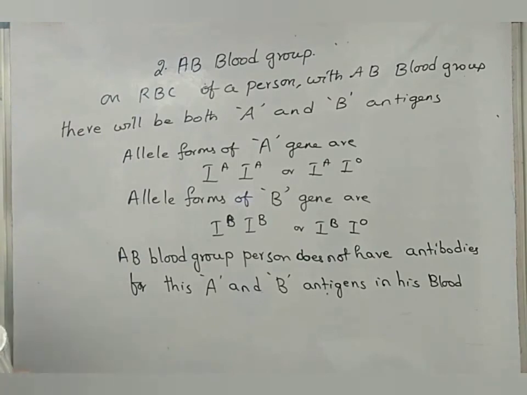So, these are the two examples regarding codominance. One is the coat or skin color of cattle, that is Jersey cows, and another one is the AB blood group.